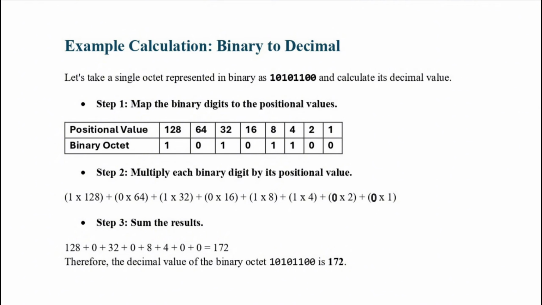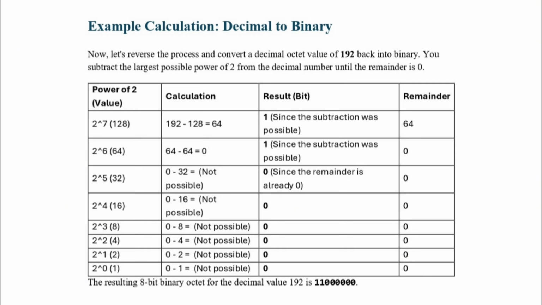The example octet we took was the binary octet 10101100. Step 2 is multiplying each binary digit by its position value. So it would be as simple as 1 times 128 plus 0 times 64, and so on until 0 times 1. Step 3 is summing all the results, adding all the calculations of step 2. The result would be 172. So that was about converting a binary octet to decimal.